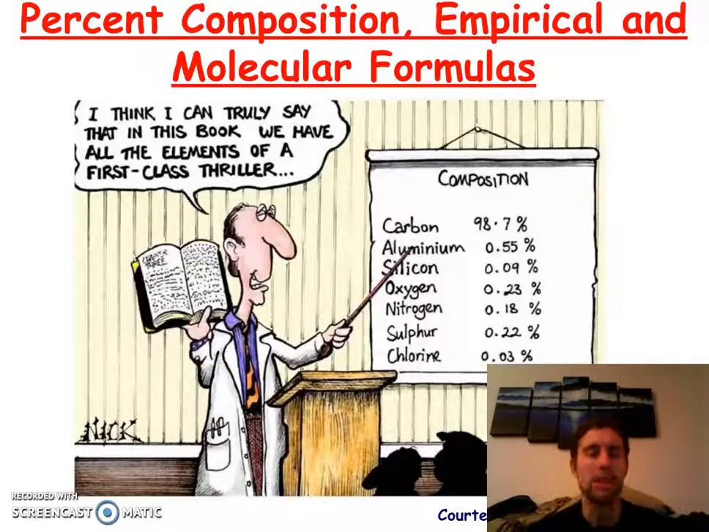I think I can truly say that in all this book we have the elements of a first-class thriller. It's 98.7% carbon, 0.55% aluminum, 0.09% silicon, 0.23% oxygen. You all can read, which are actually mostly the basis of the human body. That's a percentage breakdown by element of what's in the human body. We'll figure out how to calculate the percent composition, but for different elements and other things as we go forward.